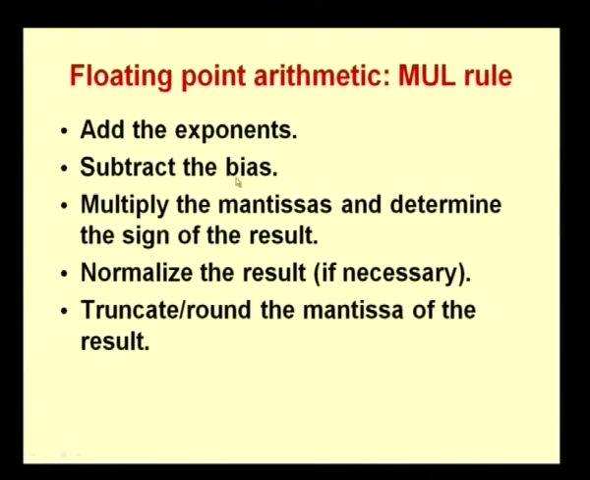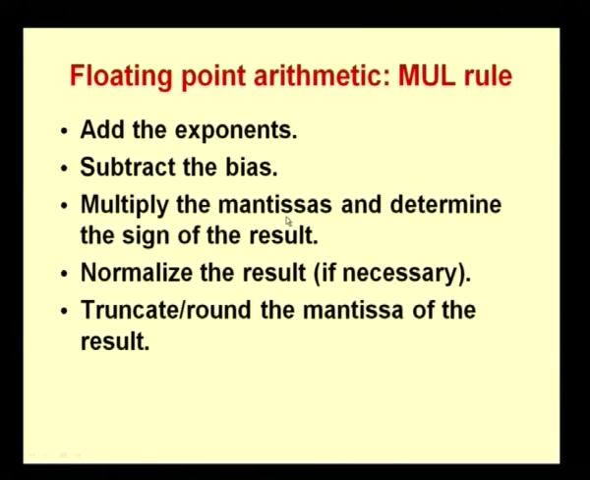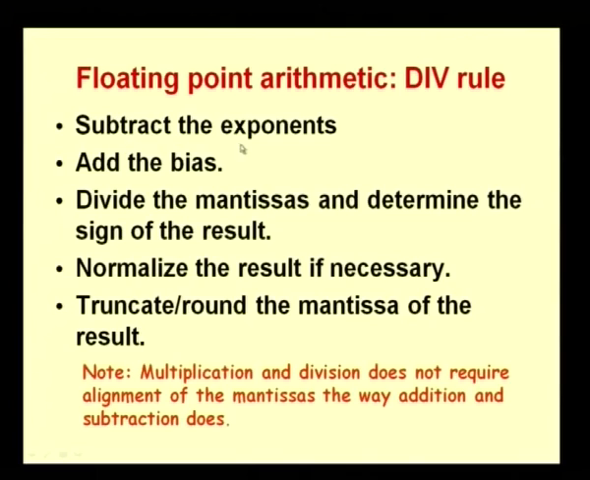For multiplication, what do you do? You add the exponents and then you will have to subtract the bias, because remember we got the 2p. So, we need to remove 1p from that. So, you will subtract the bias. You multiply the mantissas, determine the sign of the result, and again you will normalize the result if necessary and truncate or round the mantissa of the result. That will give you multiplication. Division, again subtract the exponents. Remember you have to add the bias here, and similarly divide the mantissas, determine the sign of the result and normalize the result if necessary. Again truncate or round the mantissa of the result.